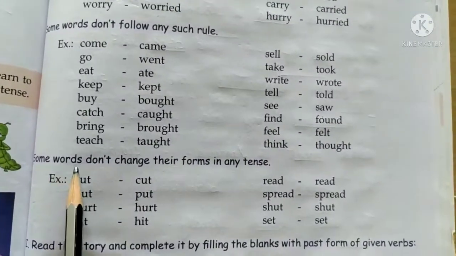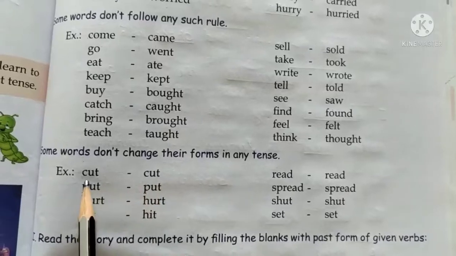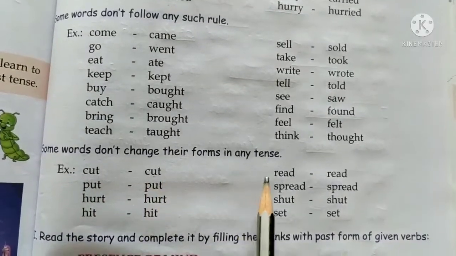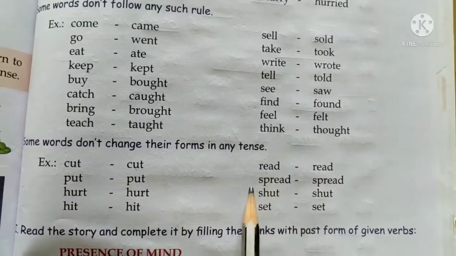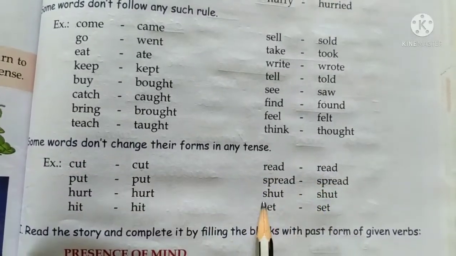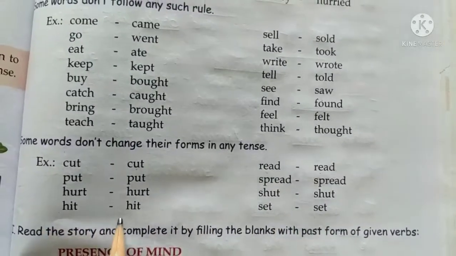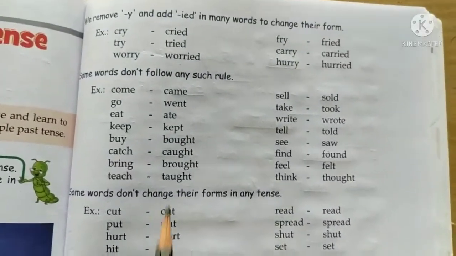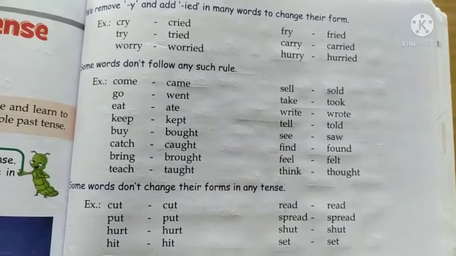Then there are some words that don't change their forms in any tense, like cut remains cut, read, read, the spelling is same, spread, spread, shut, shut, set, set, hit, hit. Students, please remember these rules while changing the forms of the verb in past tense.